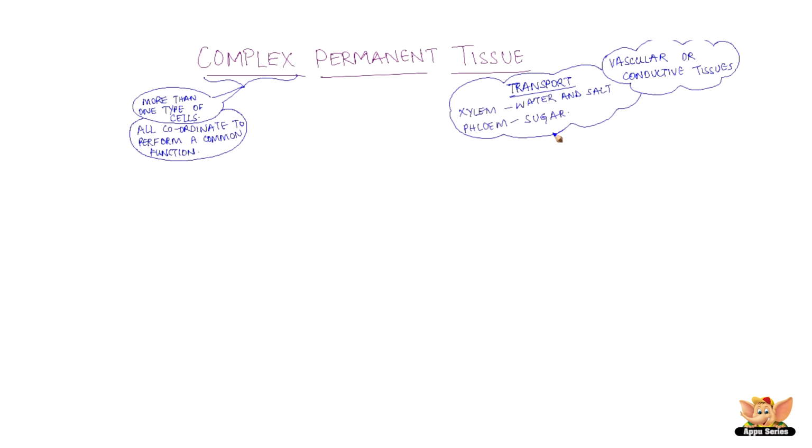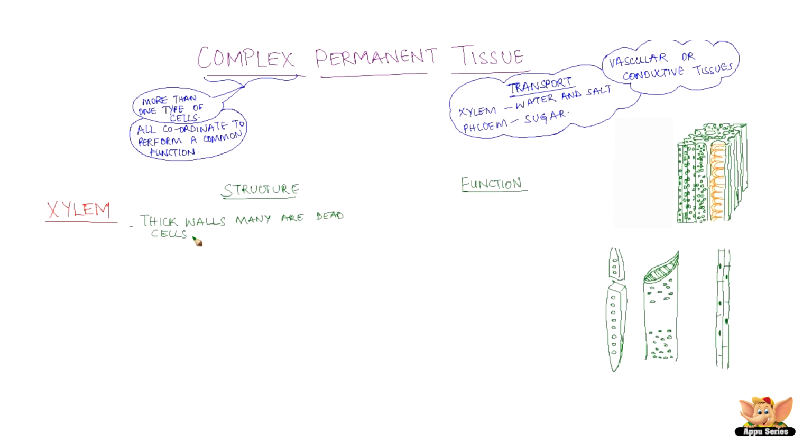Xylem, that transports water and salt from root to upper parts of the plant, and phloem, that transports sugar prepared by the leaf to all parts of the plant, are the two types of complex permanent tissues. Cells in xylem have thick walls and are dead cells.